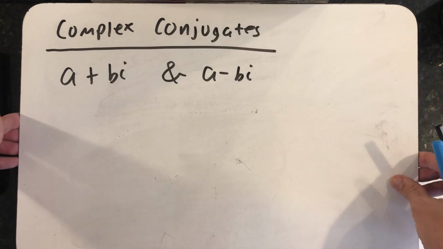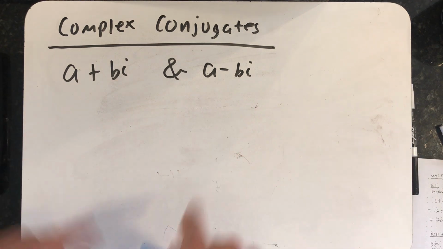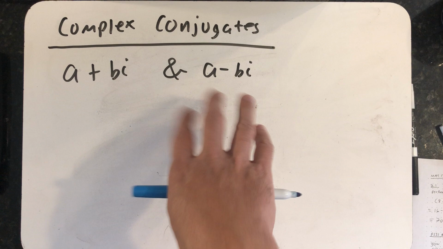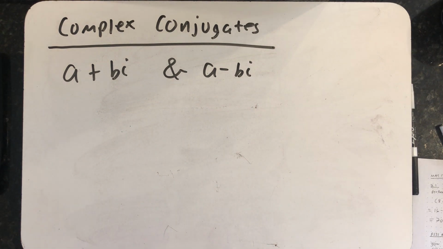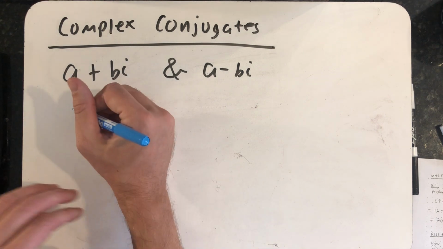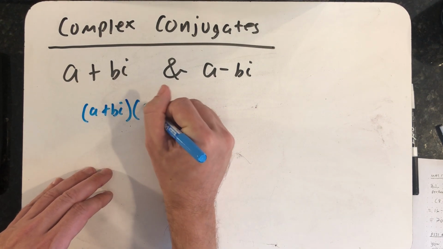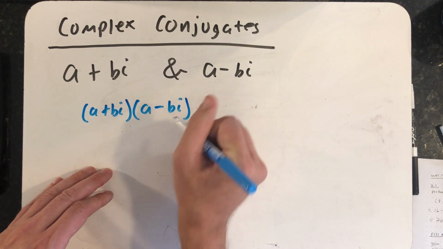They're called complex conjugates. The complex numbers a plus bi and a minus bi are always called conjugates. The only difference is the sign on the imaginary part. And a neat thing about complex conjugates is they multiply together very nicely.